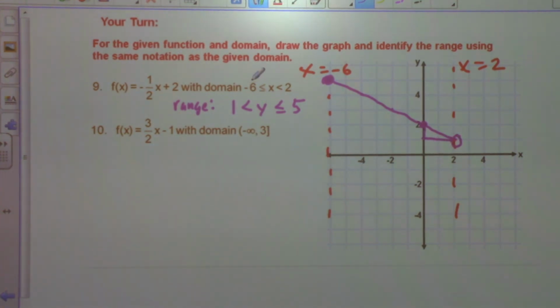So for the domain, you're starting here and ending here, but your range, you're starting here and ending here. So it's like the order: this 2 does not go with the 5. The 2 goes with the 1, right? And the -6 doesn't go with the 1, the -6 goes with the 5. So I don't know if that's confusion for anybody, but that's something that I've noticed.